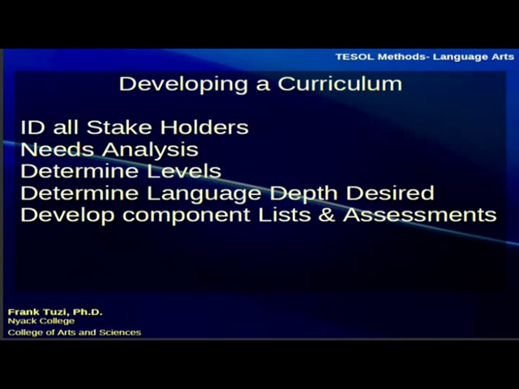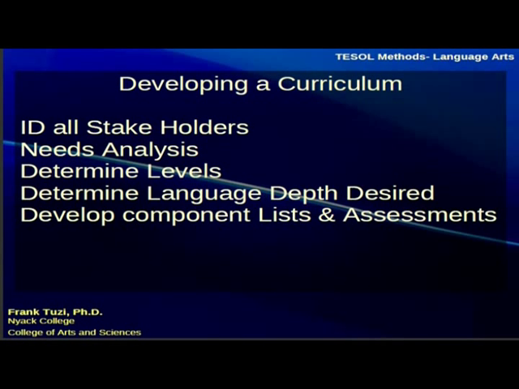We need to identify all the stakeholders, all the people that are involved or have a vested interest in this curriculum being successful. So this includes the students, it includes the parents, it includes the school, it may include future businesses, it may include other types of agencies inside the community. You as a curriculum developer should identify who all has a vested interest in seeing this thing succeed. Find out who those people are and do a needs analysis. Go to them, talk to them. What do you want to get out of this?